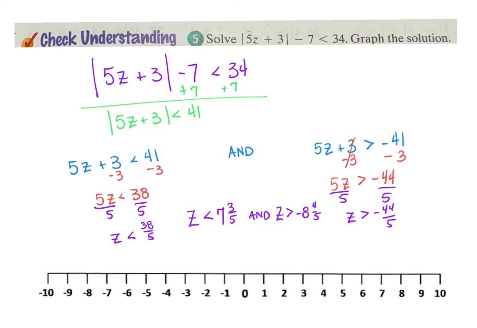So I'm going to take this and I'm going to do an open circle at 7 3/5, which is about right here, and everything to the left of that. And then an open circle on -8 4/5, which is about right here, and everything to the right. And you can see that they overlap on this part that is in between those.